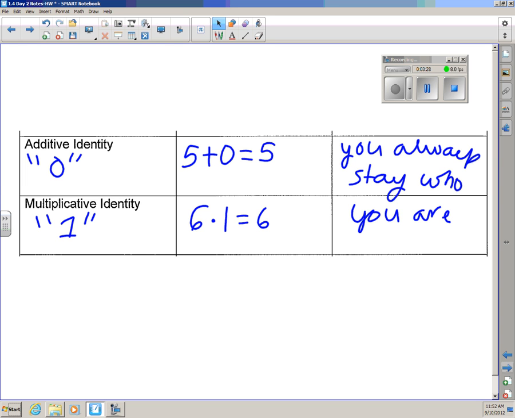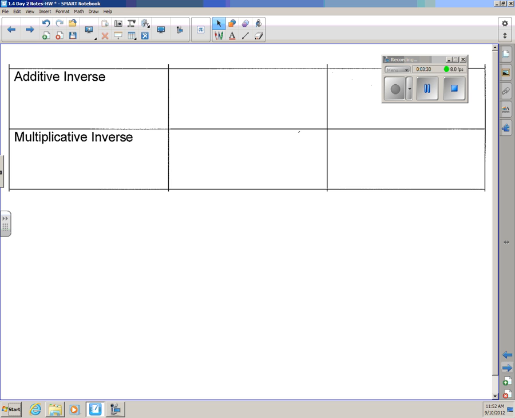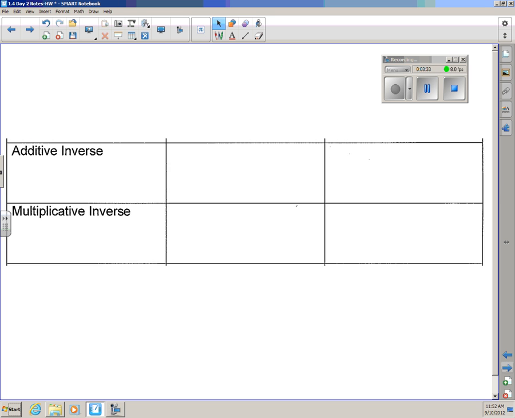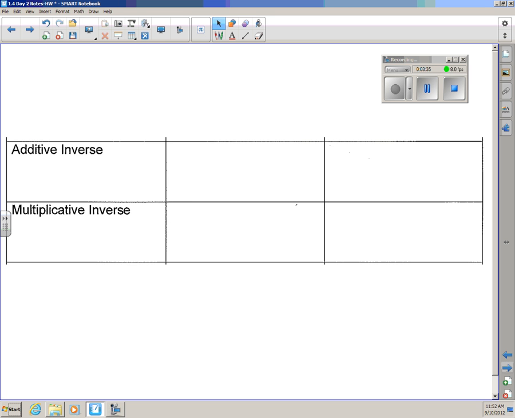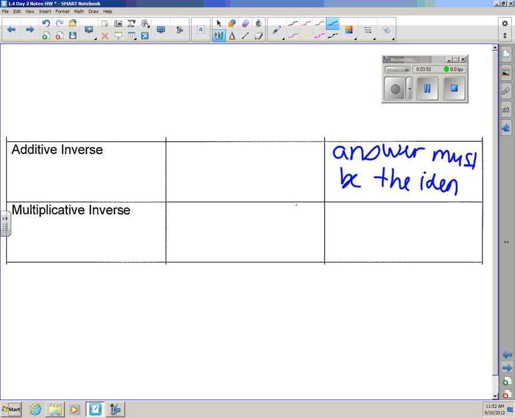Then we start talking about inverses. We've got multiplicative inverses and additive inverses. And inverses are ways to get you back to your identity property. So inverses, when you actually do the work for it, your answer must be the identity element.